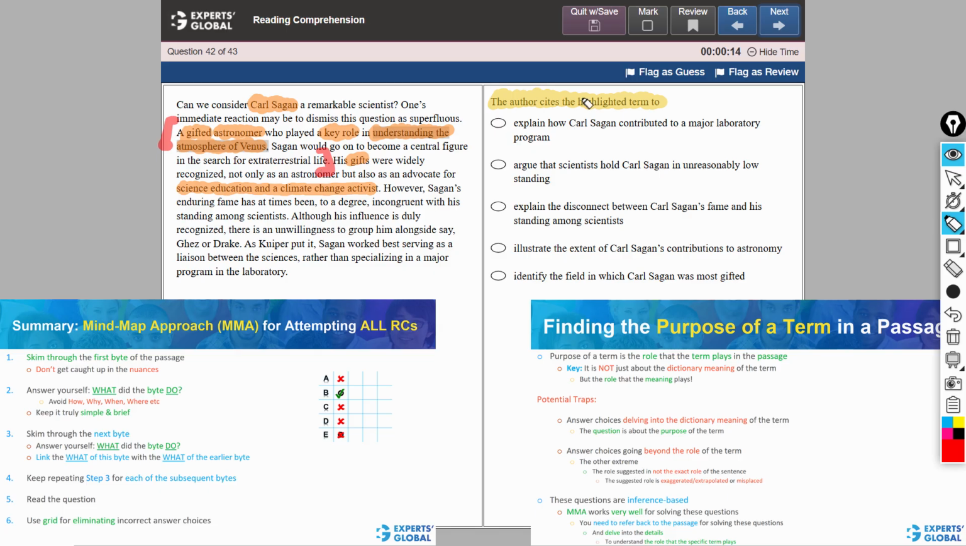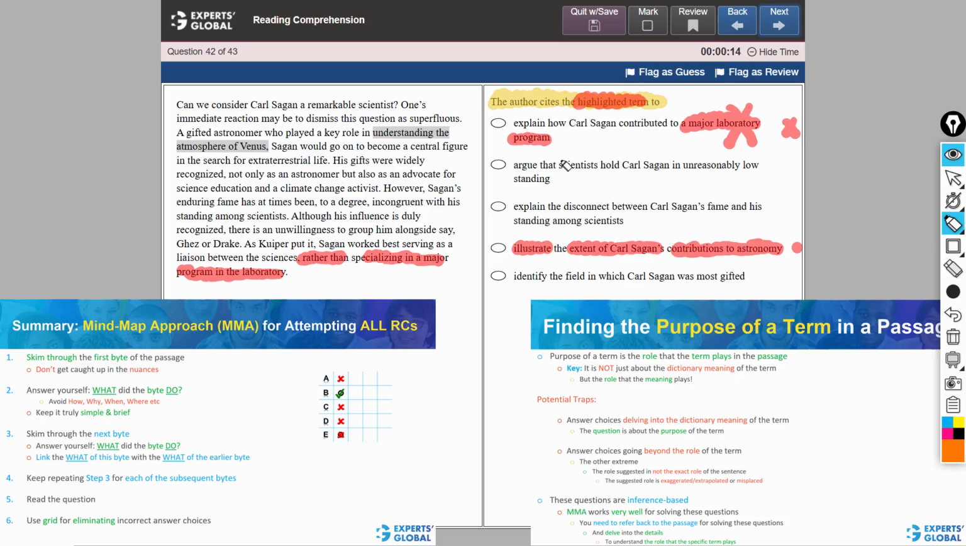Therefore, to say that the highlighted term is to illustrate the extent of our scientist's contributions to astronomy is absolutely correct. The highlighted part does not refer to a laboratory program. In fact, later in the passage, it has been stated that our scientist did not specialize in such laboratory programs.